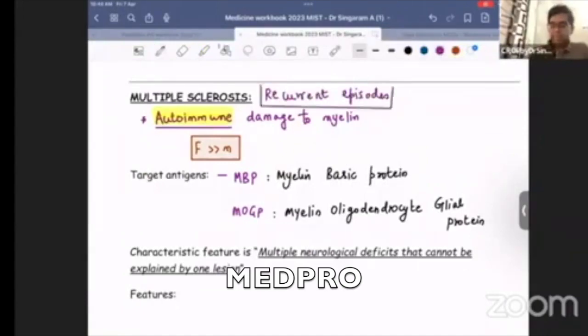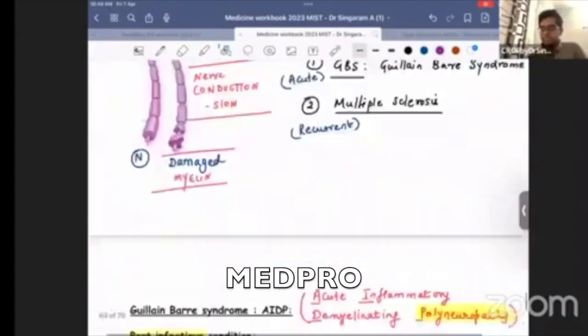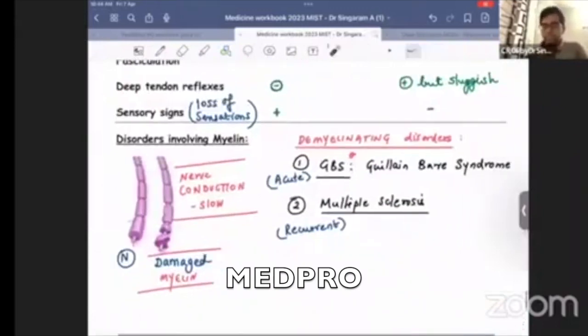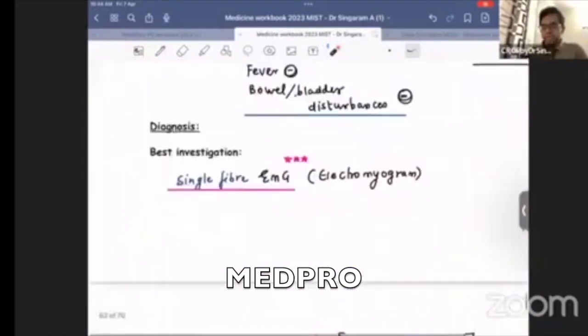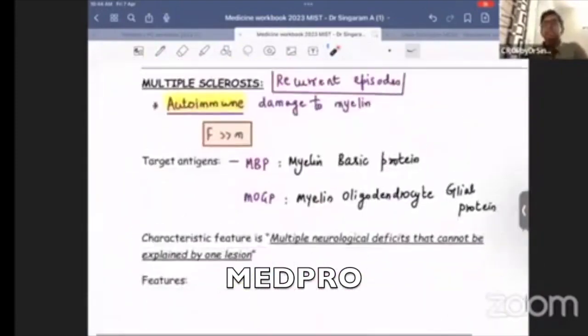Can you recollect? Guillain-Barré syndrome, see here, I have written here, is an acute condition. There is only one presentation. Whereas multiple sclerosis is something which is recurrent in nature. That's what you need to remember. And recurrent in nature means what? Multiple attacks of multiple sclerosis will occur. Okay, right? Multiple attacks will occur.